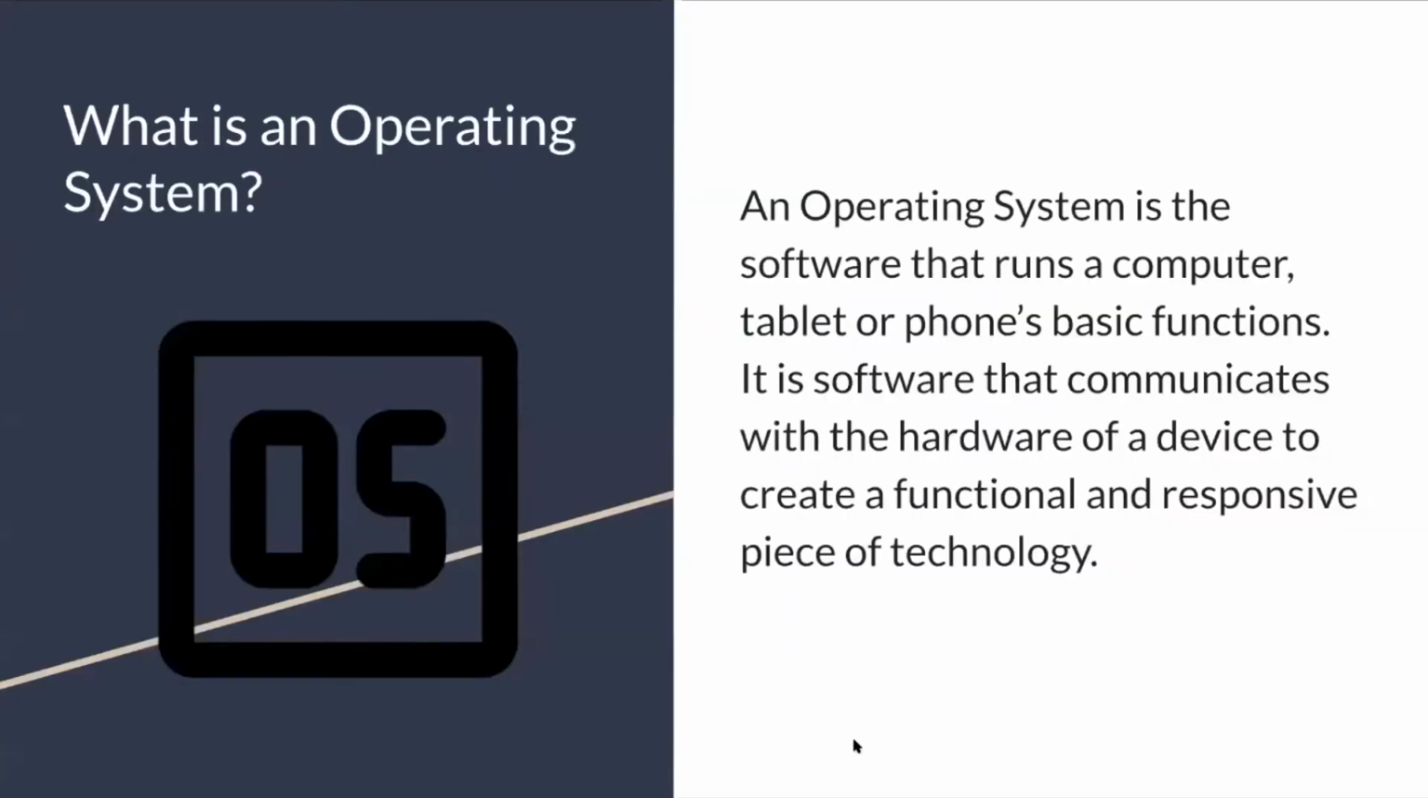To start off, what is an operating system? An operating system is the software that runs a computer, tablet, or phone's basic functions. It is software that communicates with the hardware of a device to create a functional and responsive piece of technology for usage.